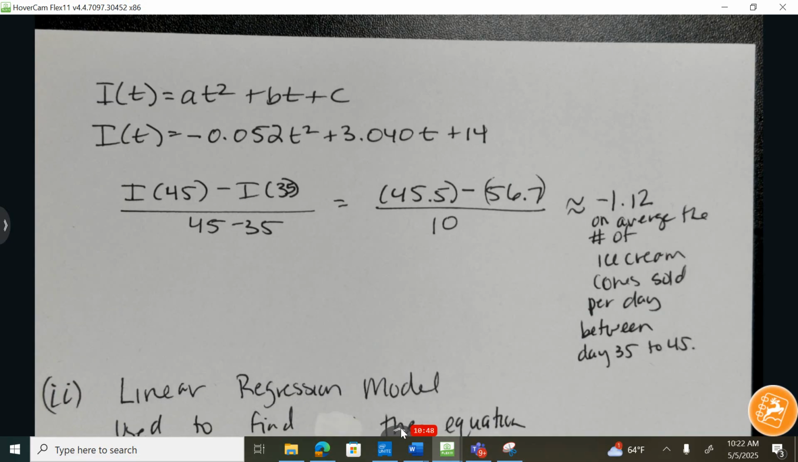Okay, let's look at the second part. The second part of this problem says, and let me find the exact question for it. Give me 1 second. I misplaced it. Oh well, I will find it.